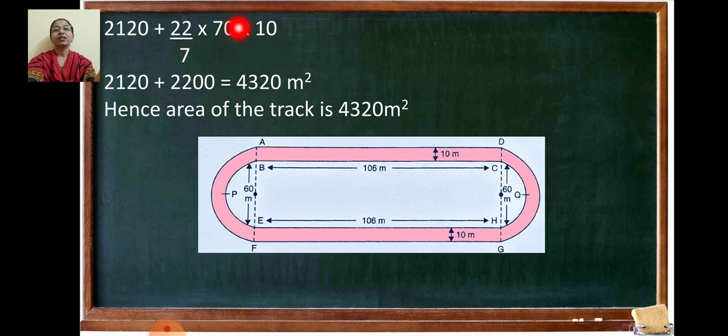Now this 7 and 70 will get cancelled. So you will get 2120 plus 2200, and their addition is 4320 meter square. Hence the area of the track is 4320 meter square, right?